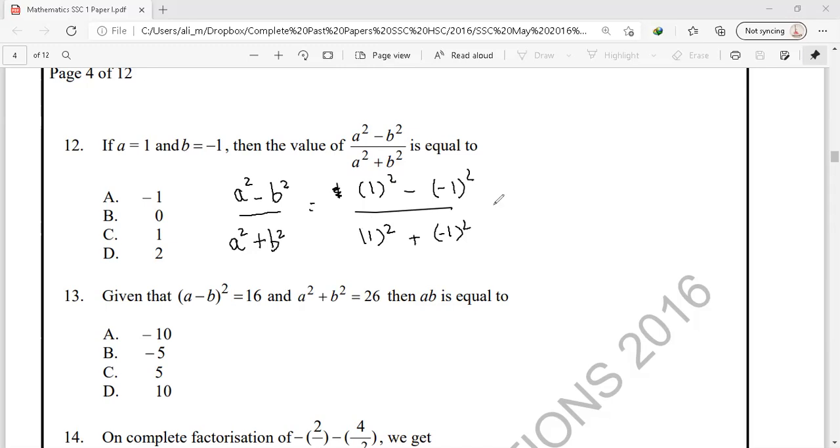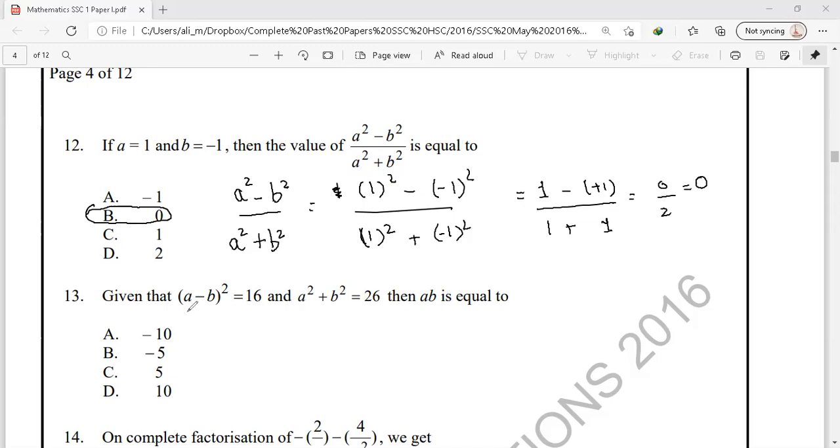So let's simplify this expression. 1 squared would be 1, and minus (−1) squared would be minus 1, divided by 1 squared is 1 and plus (−1) squared would be 1. So we will get 0 over 2, and 0 divided by any real number is equal to 0. So we have the correct answer as B, 0.